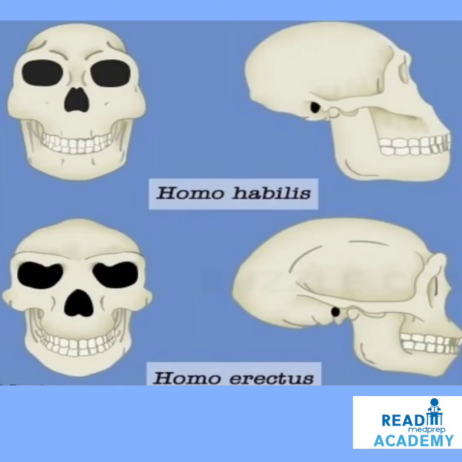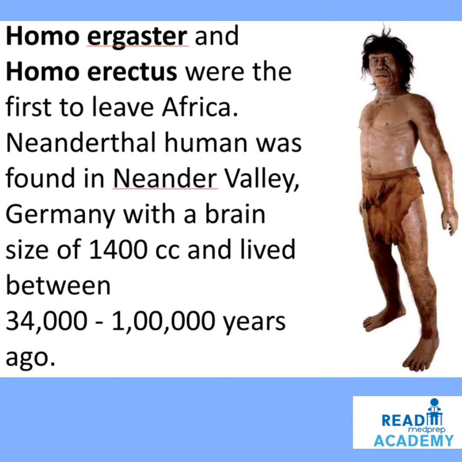Here in this image you can see the Homo habilis skull above and the Homo erectus skull below. You can see the slight changes where the frontal prominence occurred, increase in the size of the brain, and the face changes and the orbital ridge changes. Homo ergaster and Homo erectus were the first to leave Africa.